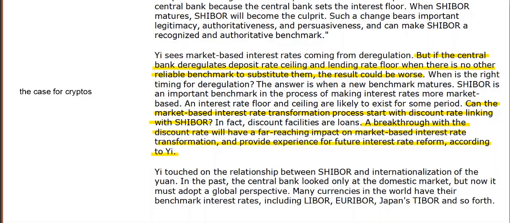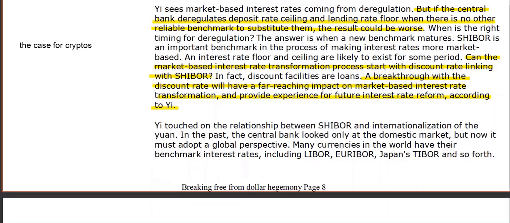In fact, discount facilities are loans. That's true. A breakthrough with the discount rate will have far-reaching impact on market-based interest rate transformation, provided experience for the future interest rate reform, according to Yi.